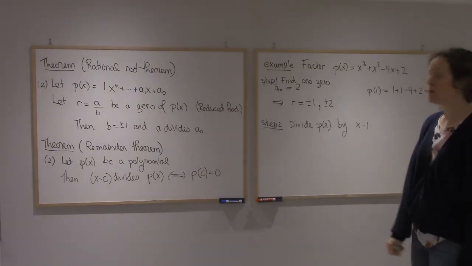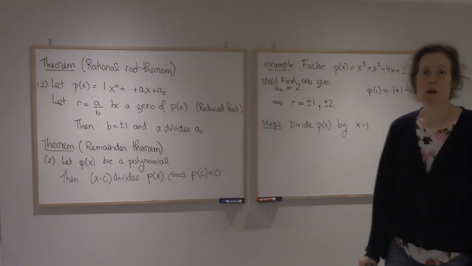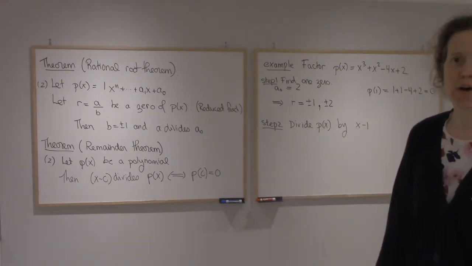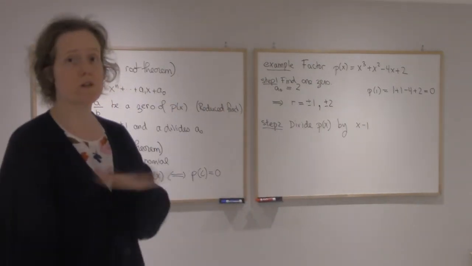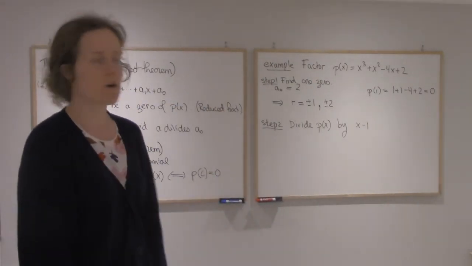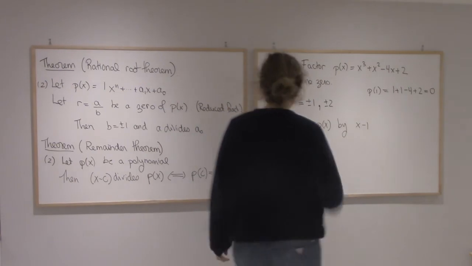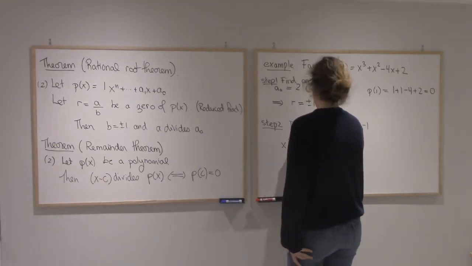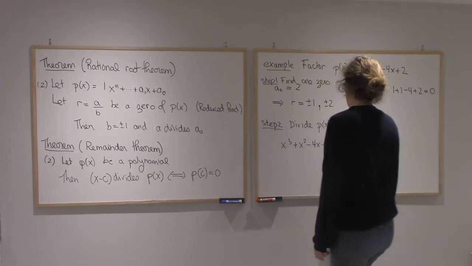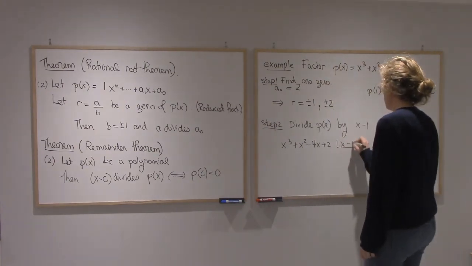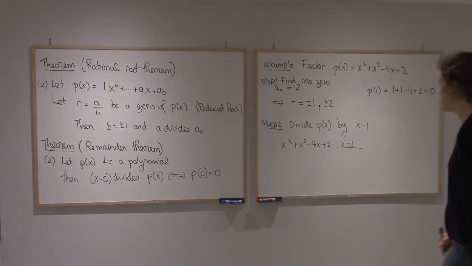Now I'm going to divide p of x by x minus 1. Now there are two different ways of doing long division of polynomials. There's a French notation and an English one. They do exactly the same thing, so do whatever you're comfortable with. I'm going to use the French notation for this one.